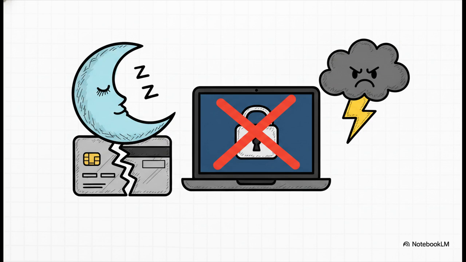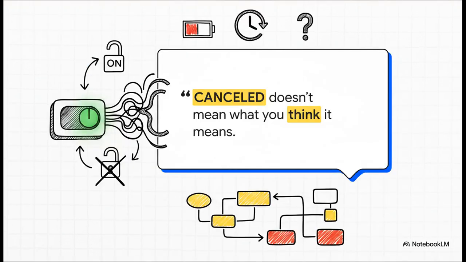But here's the massive takeaway. A failed payment does not equal a lost customer, or, well, at least it shouldn't. Treating your billing architecture like a simple Boolean switch is a massive and, frankly, dangerous oversight. Paid equals access, unpaid equals zero access. It just doesn't work in the real world. As our source material bluntly points out, cancel doesn't mean what you think it means. We really need to unpack that.